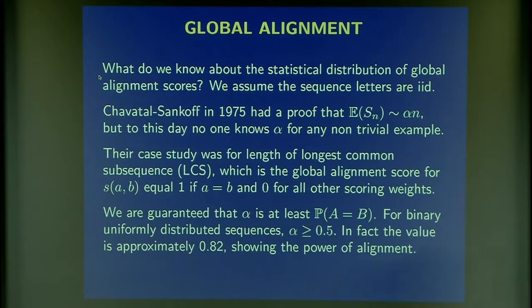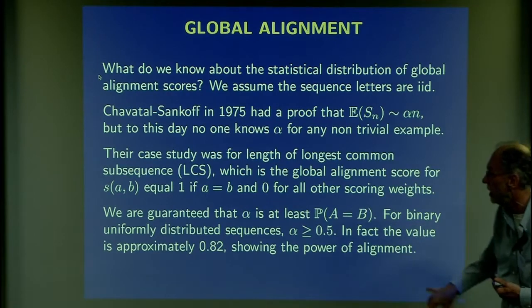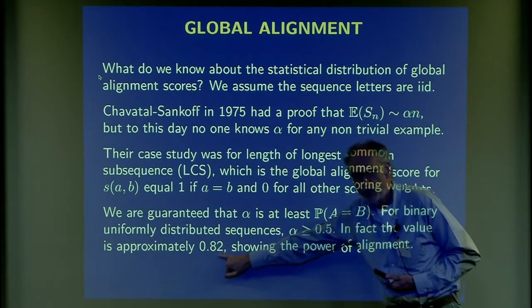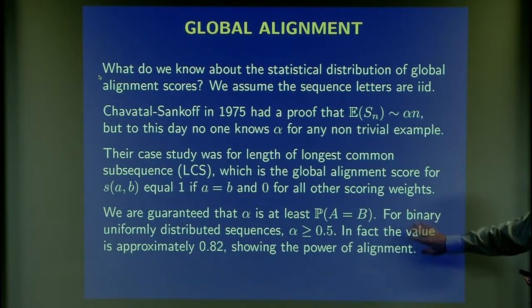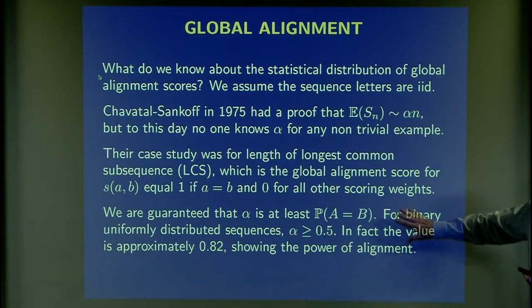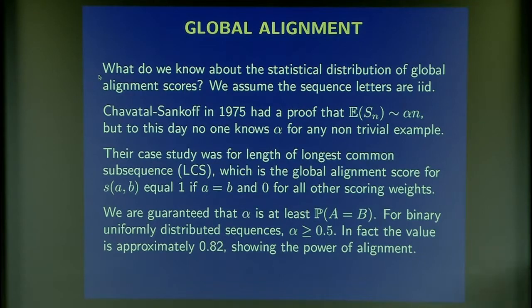If you allow alignment, to show you how powerful alignment is, you go from 0.5 to 0.82. You get a 0.32 increase over 0.5 by allowing dynamic programming to give you one of the optimal alignments. So your intuition about what's a good alignment score needs to be tempered by simulation and probability statistics for sure. Okay, so this is called the longest common subsequence.